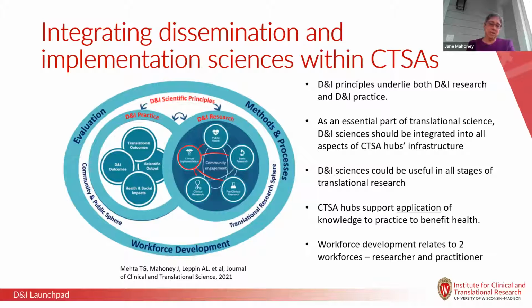So within that context, you can see on the right side the translational research spectrum again, with D&I principles being potentially embedded across in all stages of research. D&I scientific principles also apply to the practice. So what happens when we're actually trying to translate research into practice, leading to outcomes, D&I outcomes, translational outcomes, scientific output, and ultimately health and social impacts. So CTSA hubs support both the research and the practice arms ultimately, and the workforce development and methods and processes and evaluation ultimately to do the best job of moving research to practice should concern itself with both arms.